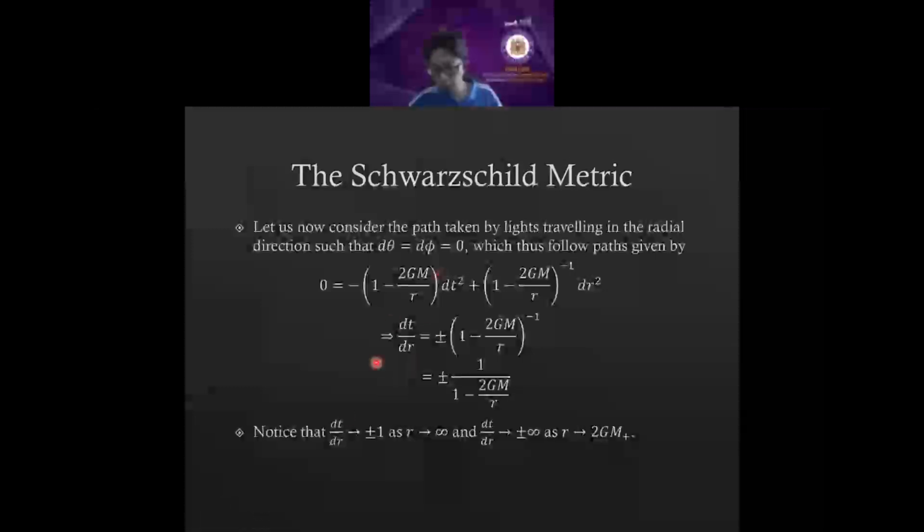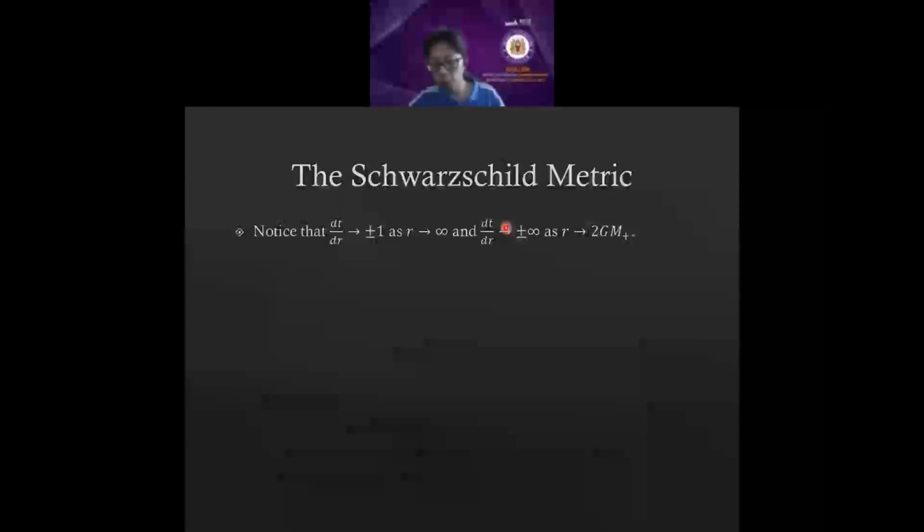Something that you will notice is that dr by dt approaches plus or minus 1 as r goes to infinity, and it approaches plus or minus infinity as r goes to 2GM. So with this, we can try to draw the shape of the light cones, the shape of the path of light in these coordinates.